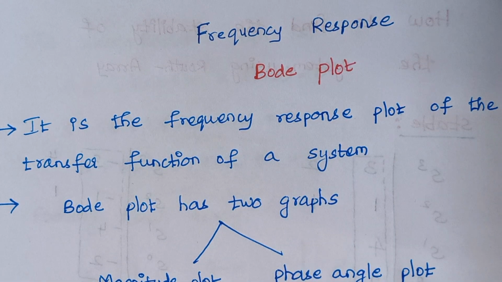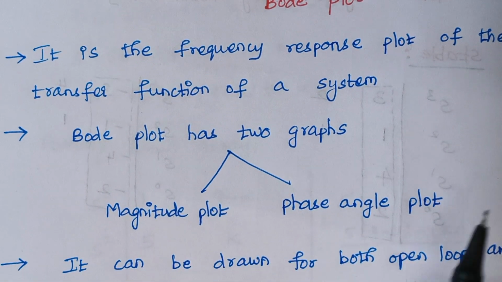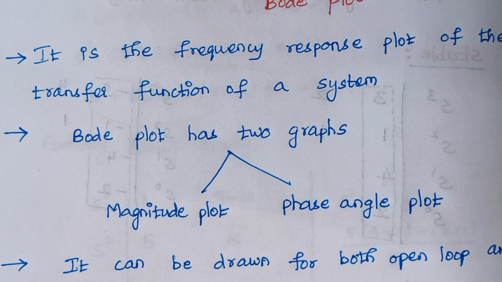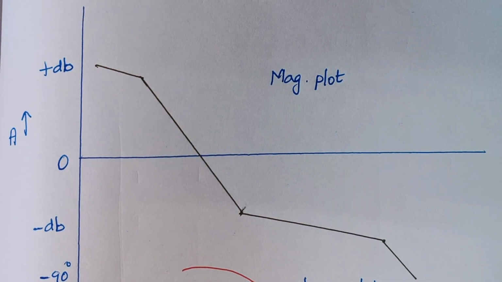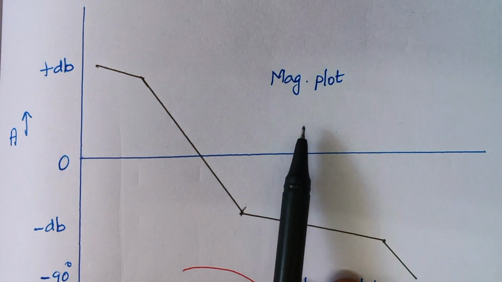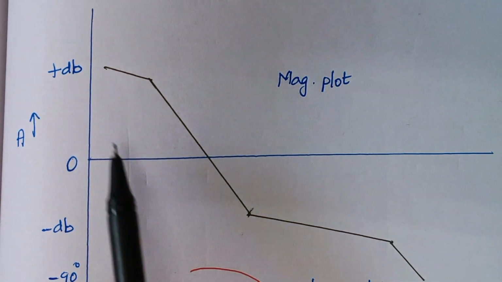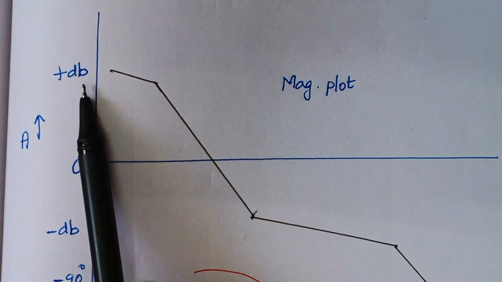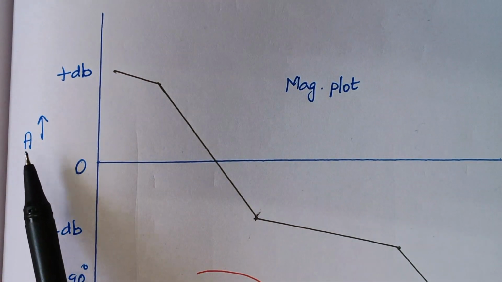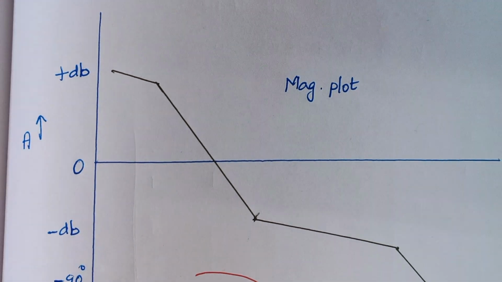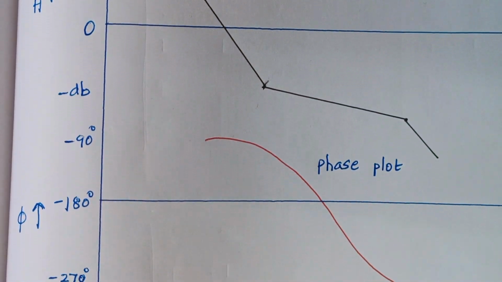Right. And next, a Bode plot has two graphs. One is the magnitude graph and another one is the phase angle graph. I will show the typical diagram of a magnitude plot and phase angle plot now. So this is the typical magnitude plot of a Bode plot. Here magnitudes are usually represented in terms of dB, known as decibels, and the magnitude symbol is represented using the letter A. Right. And here comes the phase plot.